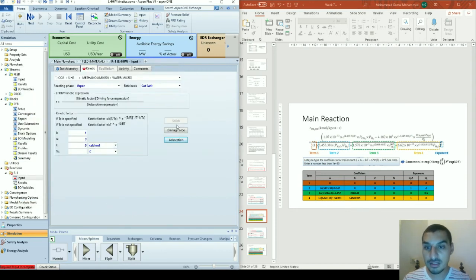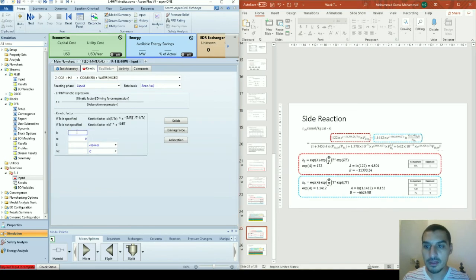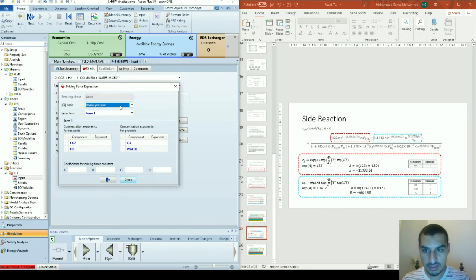If I click next, it's gonna close the window, and I need to go to the last part, which is the kinetic or the adsorption term, or defining the side reaction totally. So again, I don't have a kinetic factor for the side reaction. E is 0, and I'm gonna make it as a vapor phase and the catalyst weight. For the driving force, I'm gonna do this is partial pressure. Term number 1, I have carbon dioxide. All the rest of the terms are zeros.